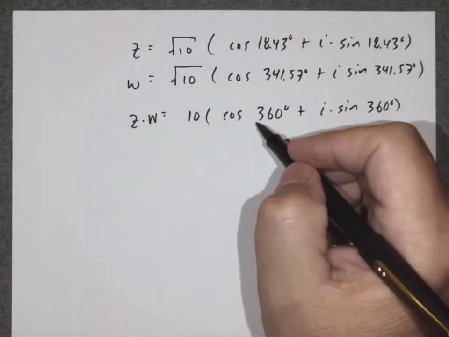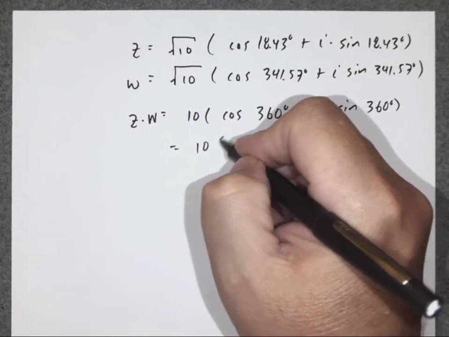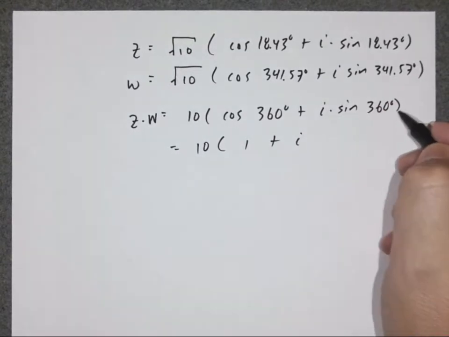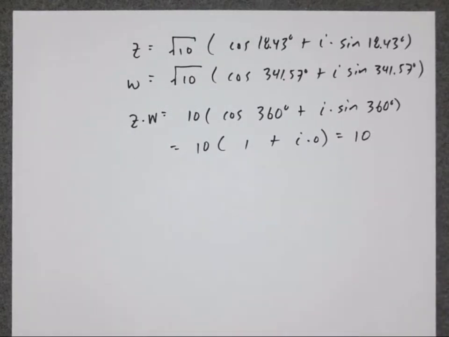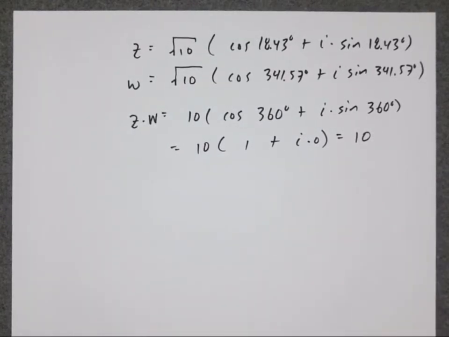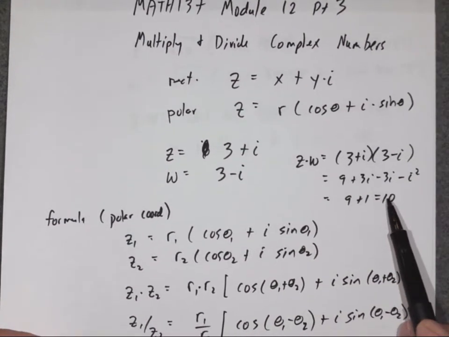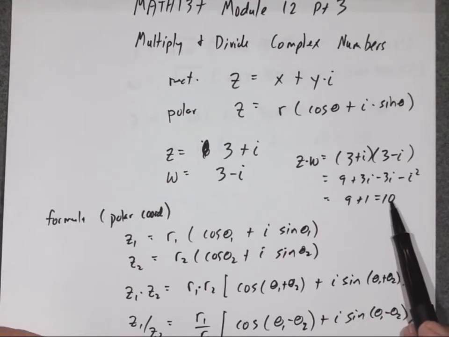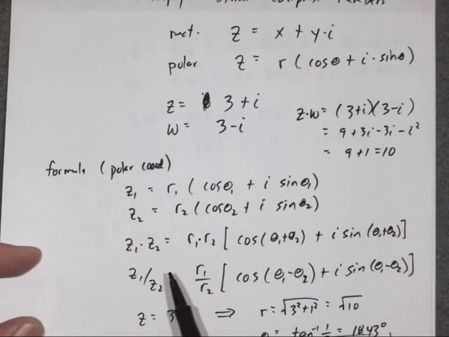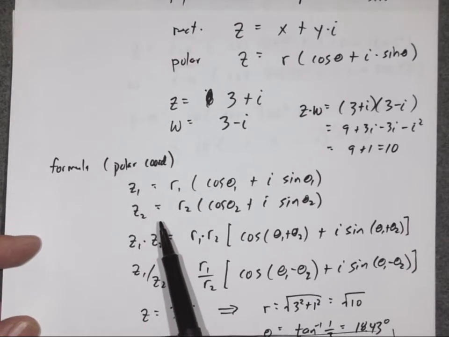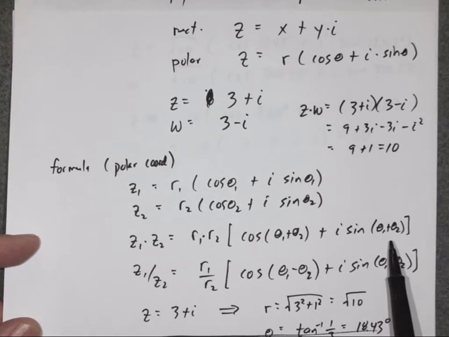But let's look, cosine of 360 is just 1. What's the sine of 360? If you multiply those two vectors, you get 10. And if I look back, when I multiplied them in rectangular coordinates, it's also 10. All right, so I did that just to show that yes, this formula works. If you have two numbers written in polar coordinates, this is the formula to multiply them together.